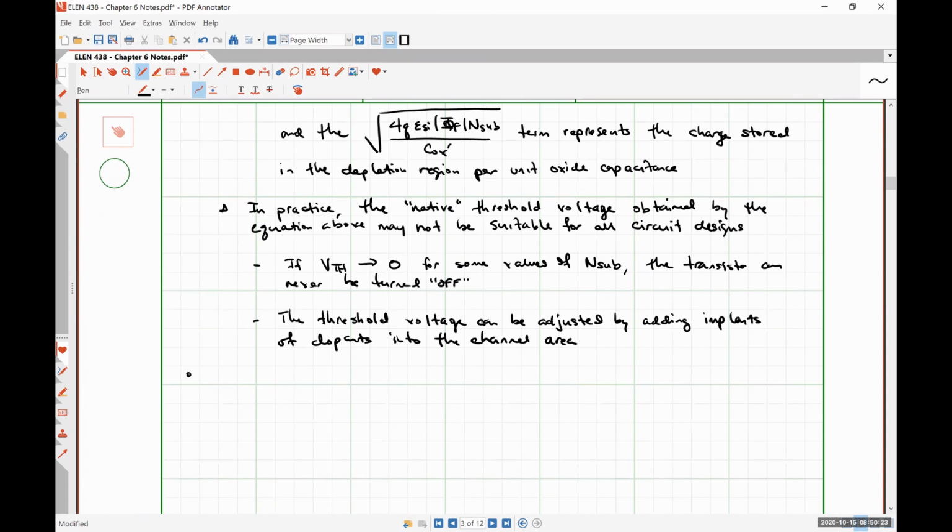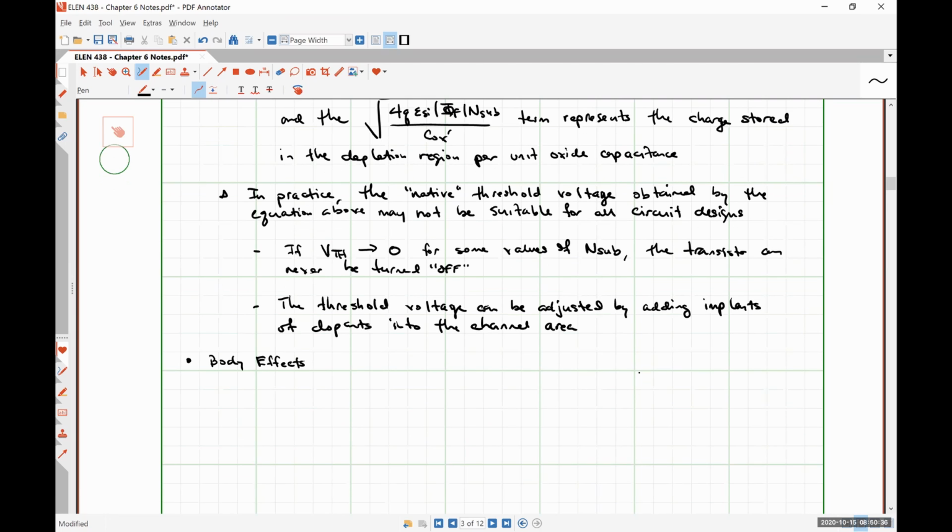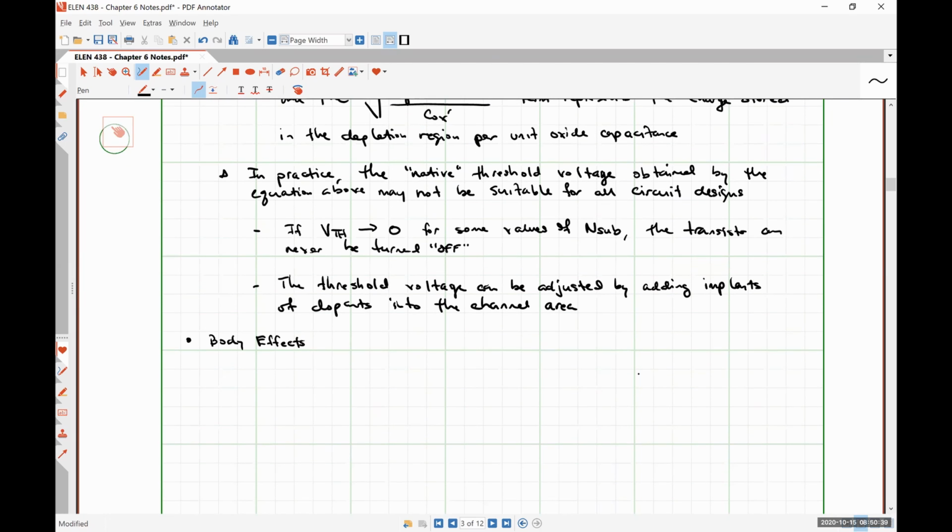Alrighty, so threshold voltage covered. Now we're going to talk about how to mess around with it even further by discussing body effects, which is really just all about changing the potential of the body. So let's say that we have a potential at our body that's less than 0.